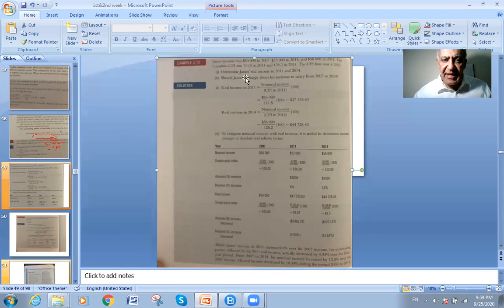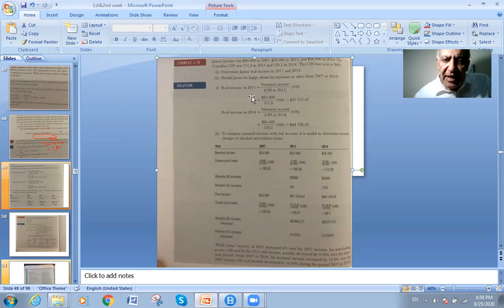As an example, he's giving me here: it was 50,000 income in 2007, 53,000 in 2011, and 56,000 in 2014. That's nice. And the Canadian CPI was 111.5 in 2011, 125.2 in 2014, and the CPI base year was 2002. Determine the real income in 2011 and 2014. Okay. When I decide the real income, it's the nominal income for the year which is asked and the CPI of the same year which is asked.